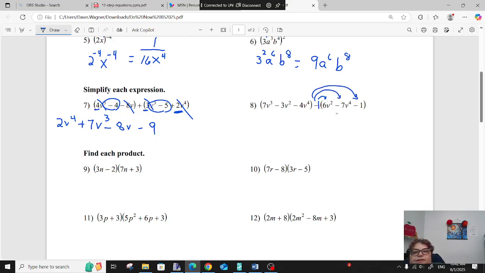I'm also going to put this in order when I'm doing it, just because my brain works better when things are in order. What's a negative times a negative? Positive. And negative times positive is negative, and negative times negative is positive. I just reordered these by highest exponents, and I changed the signs.